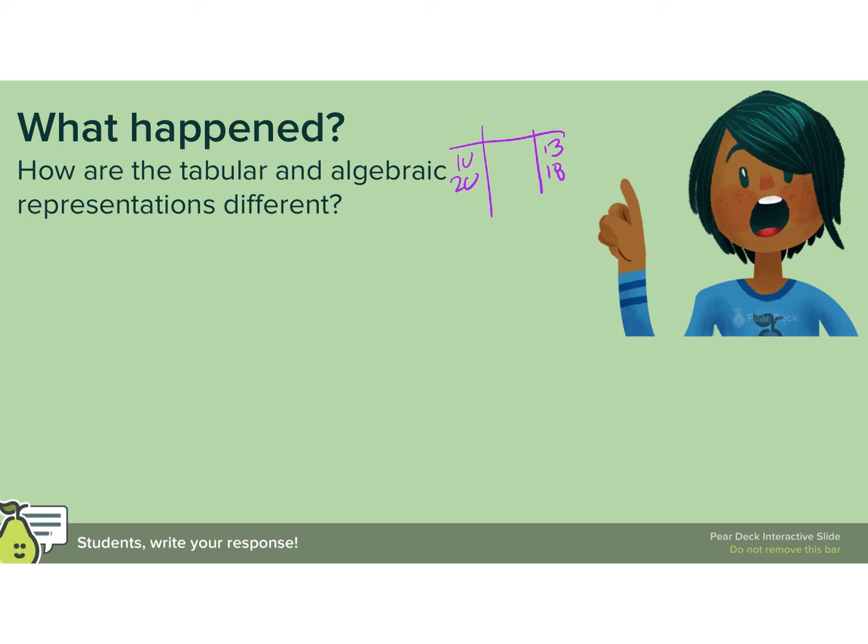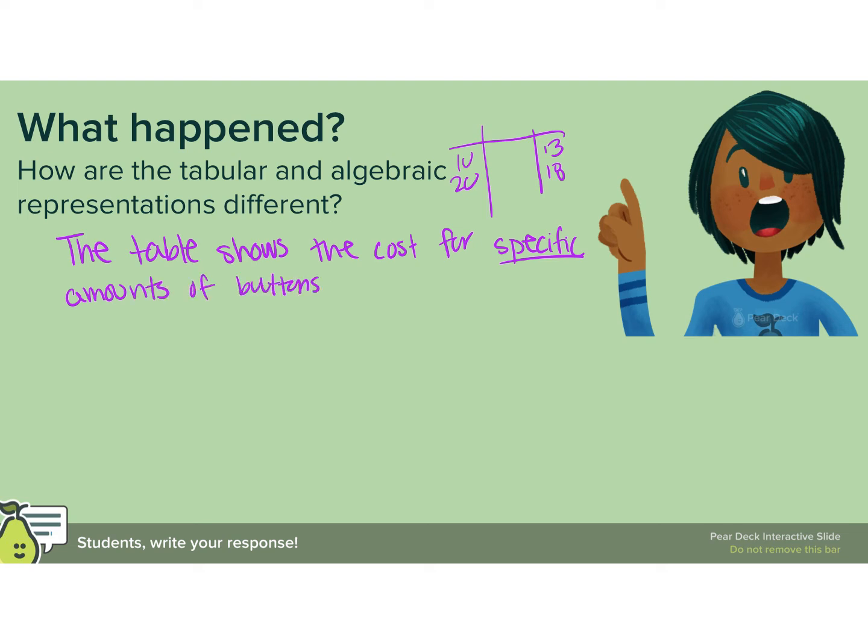So we're going to start there. The table shows the cost for specific amounts of buttons. Then I'm going to tell you what I mean by that. For example, this is how you get a full, complete answer. For example, comma, 10 buttons is $13. Okay? That's what a table shows you.